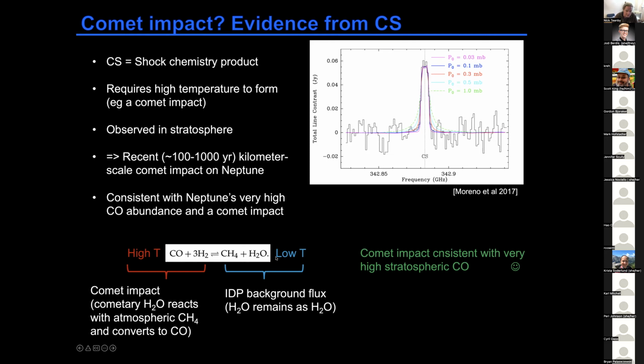So this is the reaction here. At low temperatures, water and methane are preferred. So that would just be low energy interplanetary dust particles entering Neptune's stratosphere. It would remain as water. Whereas if it's a comet, the cometary ice then reacts with this methane and converts to CO, and you get this CO.